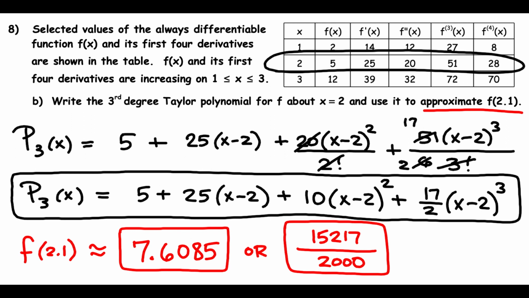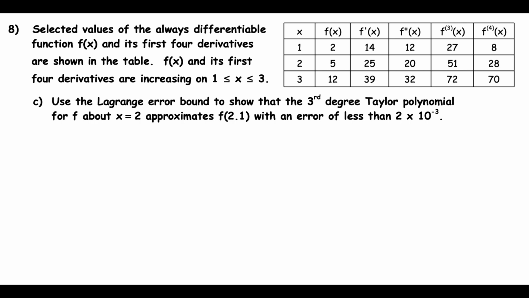All right, and that's part B. One more to go, and we'll be done for the day. Use the Lagrange error bound to show the third degree Taylor polynomial for f about x equals 2, which is the thing that I just wrote, approximates f of 2.1 with an error of less than 2 times 10 to the negative third. Let's see, 2, 3 places over. I want my error to be less than 0.002, or 2 1,000ths, if you will.